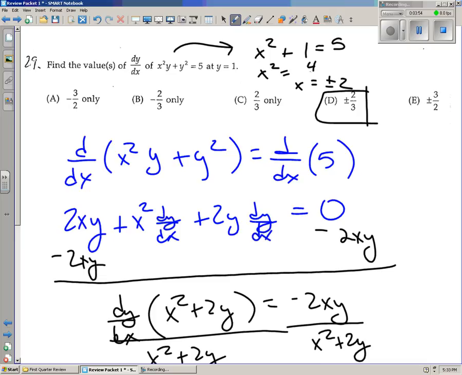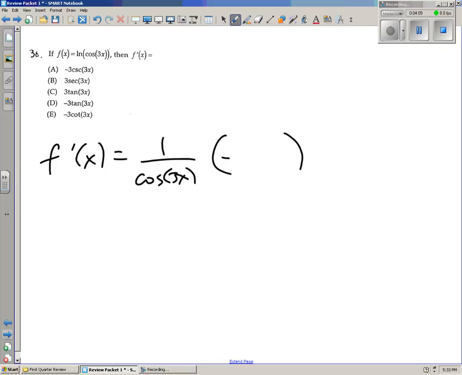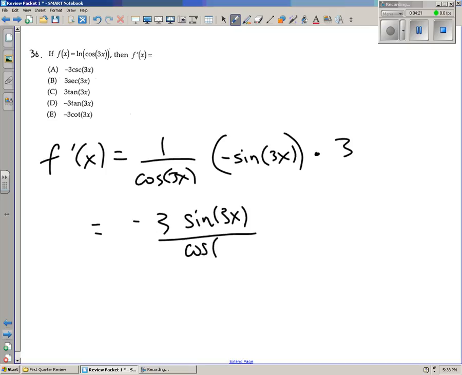Interesting. Number 30. We have ln of cosine of 3x. We want to take the derivative. So we have a double chain rule. So derivative of ln of stuff is 1 over the stuff times the derivative of stuff, which is cosine of stuff, whose derivative is negative sine of stuff, times the derivative of the stuff, which is 3. So we get -3 sine 3x over cosine 3x. Now, since we have the same angle inside sine and cosine, we can simplify this to -3 tan 3x.